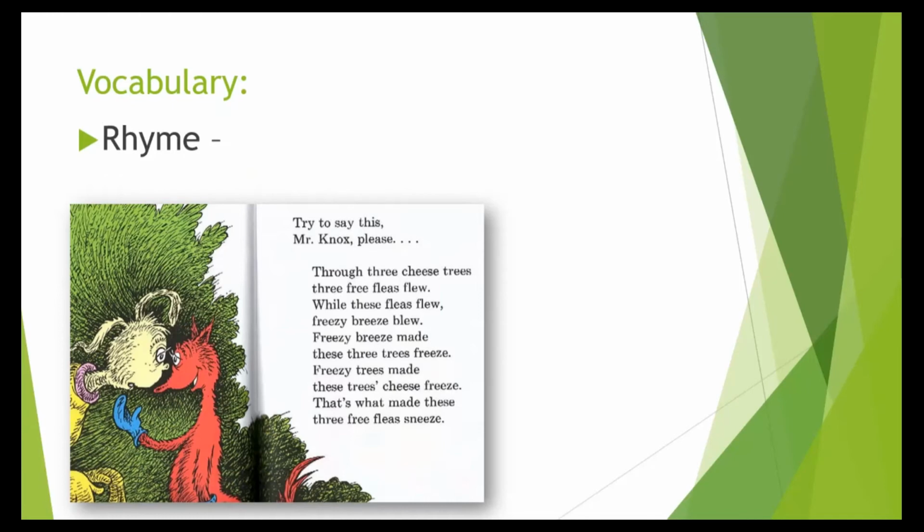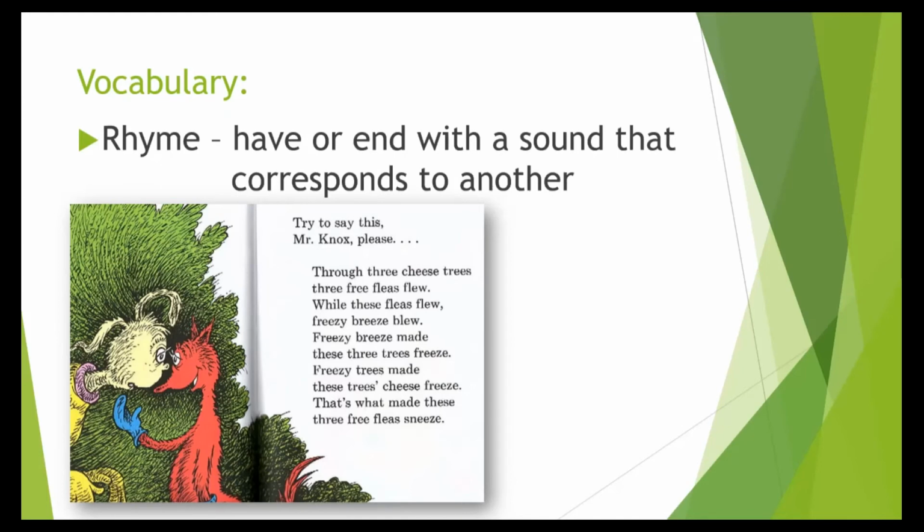There's a lot of rhymes in there, and you can probably guess that a rhyme means that two words have similar sounds at the end. So they end with a sound that corresponds to another. So, three, cheese, trees, free, they all end with the E sound. Other words such as cat, hat, bat, that, they all end with the "at" sound, so they rhyme.